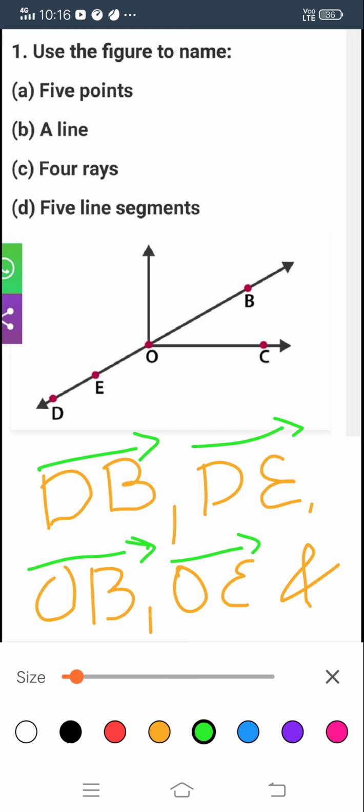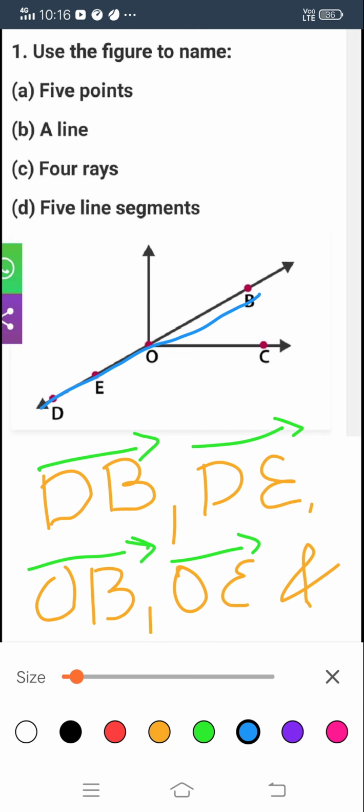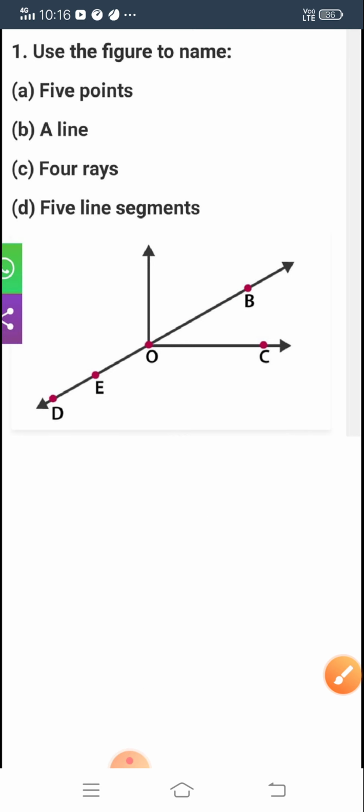Okay, now see here which are the possibilities. First one is DB. Okay, next one, that is DE, and next OB and OE. Here is your OE and also EB. So these are some possibilities of rays.